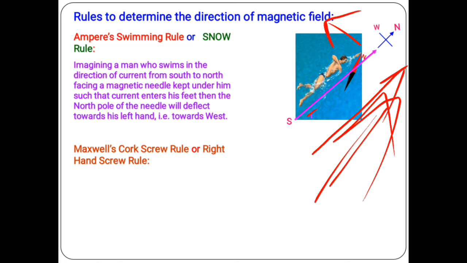Simply, a man swims along the direction of the current from south to north, facing the magnetic needle kept under him. If current passes from south to north, then the deflection will be to the left, that is the west direction. Suppose the direction of the current changes, then the deflection will also change to the east direction. So this is Ampere's swimming rule. Here SNOW means current passing from south to north, over the magnetic needle, and the deflection will be in the west direction. That is called SNOW: south to north, over, west.